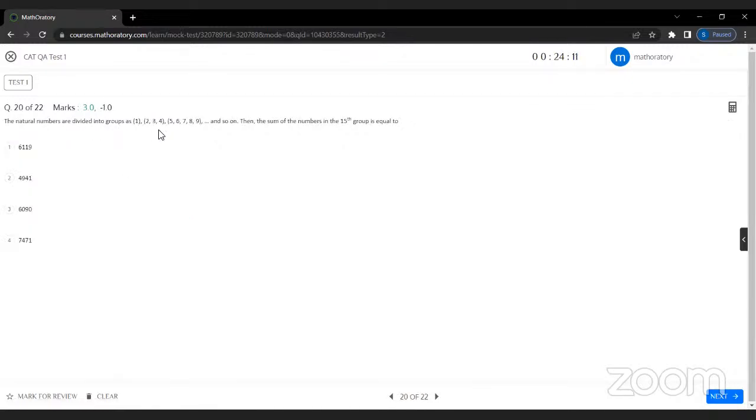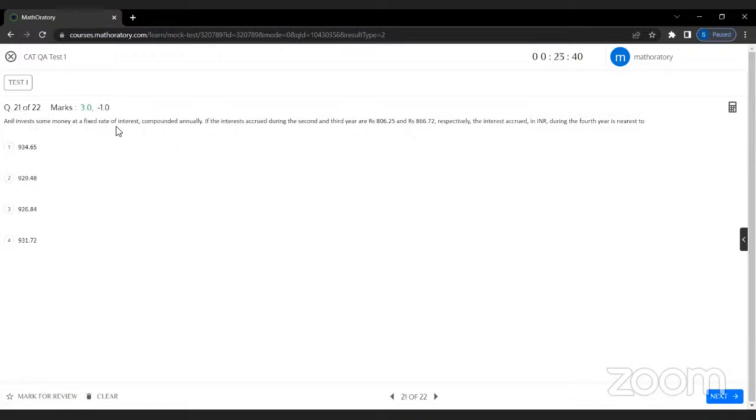Natural numbers are divided into groups. So sum of the numbers in the 15th group. Sure. Observation, I'm noticing that the last number is a perfect square, 1 square, 2 square, 3 square. So 15th group का last number will be 15 square and 14th group का last number will be 14 square. I can utilize that. थोड़ा सा calculative है, options might help me. Okay, let's not get enticed.